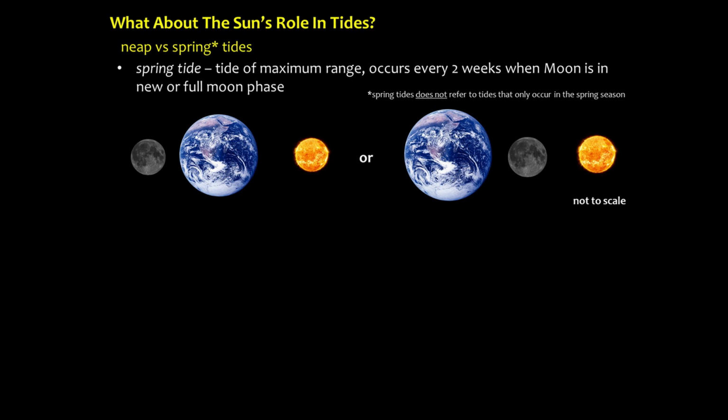The first thing we need to say right here is that spring tides does not refer to tides that only occur in the spring season. Spring tides is a term that means that the water appears to spring forth. The springing forth of water is how it's often described in textbooks. What you need to know about spring tide is the tides of maximum range. This is when we'll see tides at their absolute highest. And they occur every 2 weeks when the moon is either in a new or full moon phase.